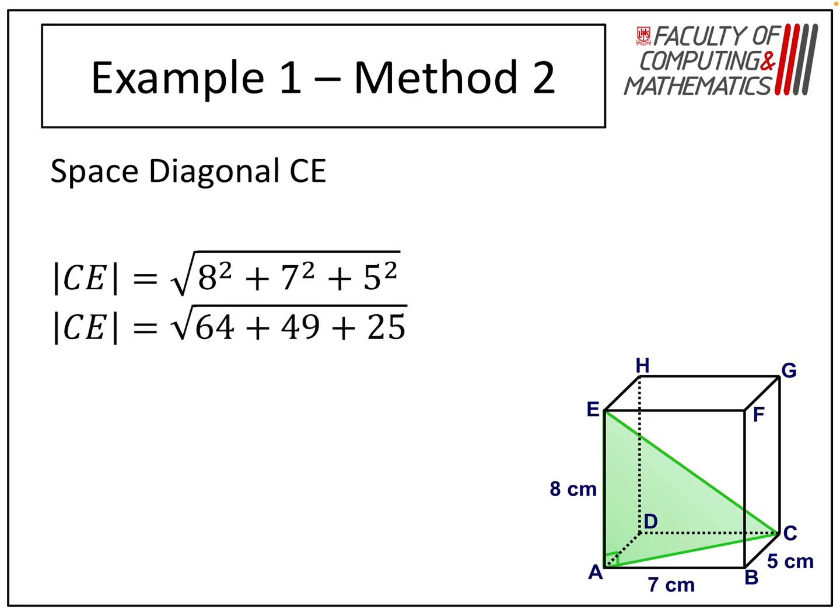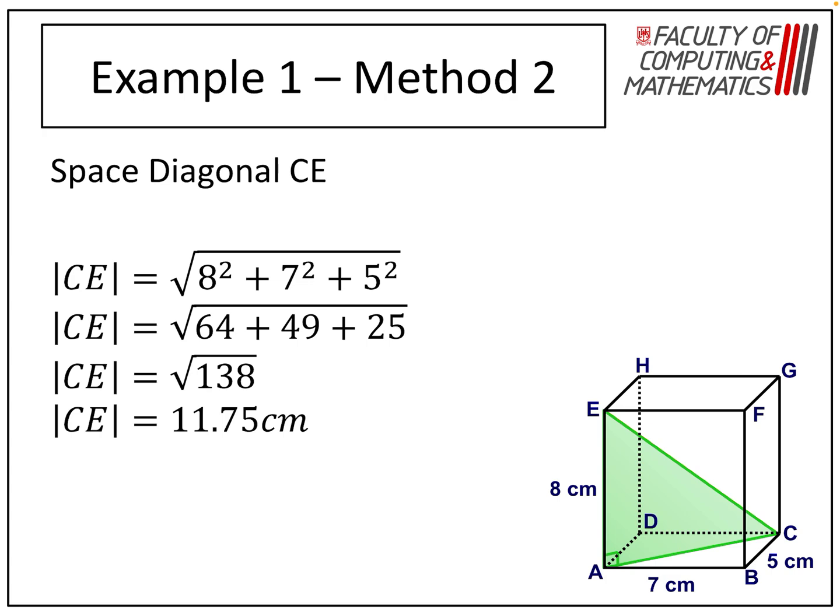So that's going to be the square root of 64 plus 49 plus 25, which is equal to the square root of 138. When you do that, you get 11.75 centimeters, the exact same as the question before. Both methods will get you full marks.